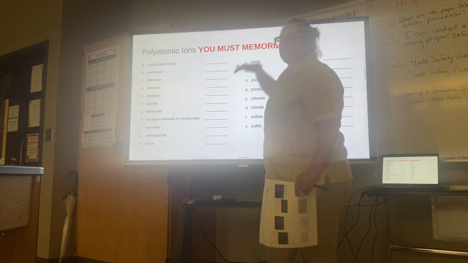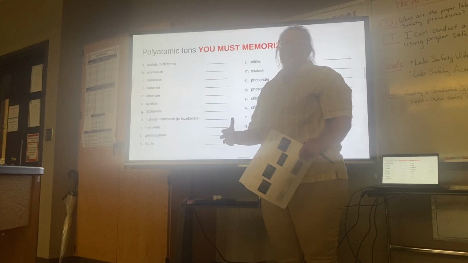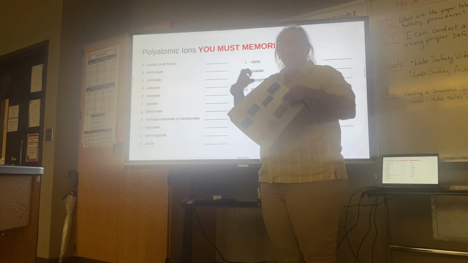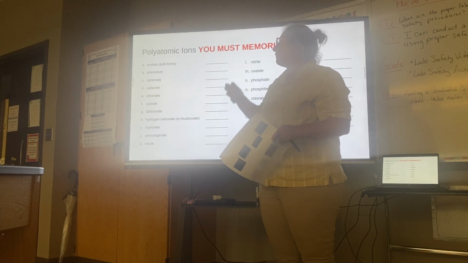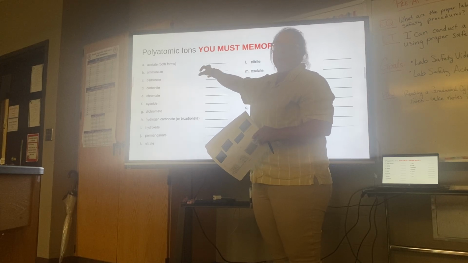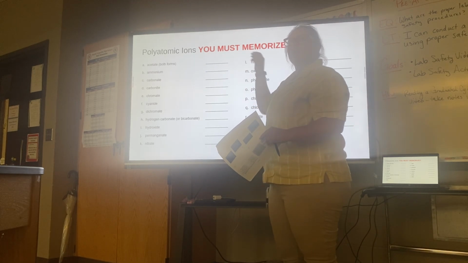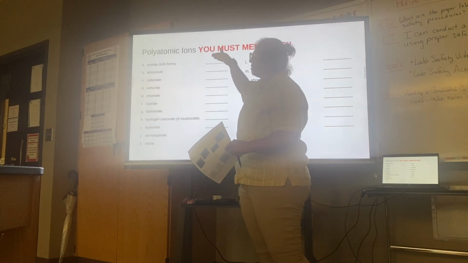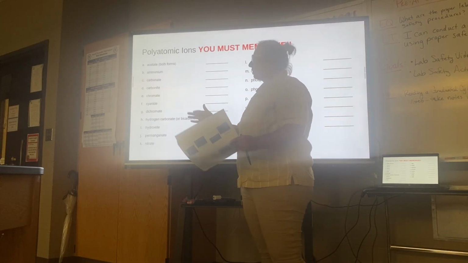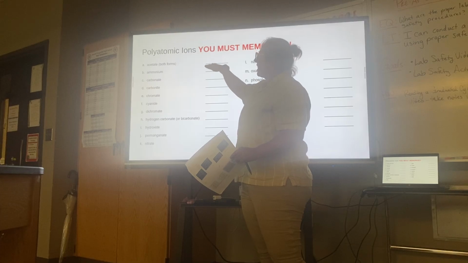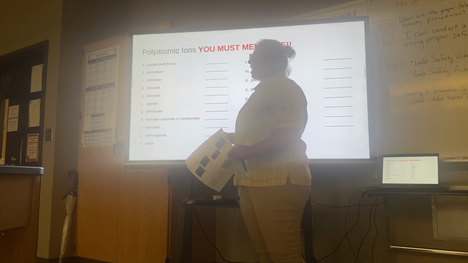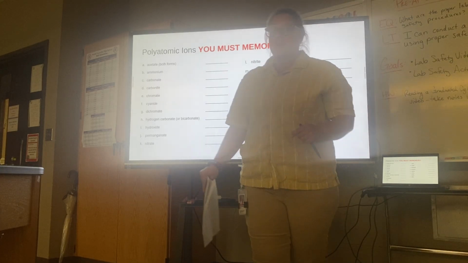These are not just elements on the periodic table. These are compounds that have come together covalently, forming what we call a polyatomic ion. So you have to be able to memorize these. On your sheet, I want you to take a few minutes, work with your group, and write down each form of the polyatomic ions.